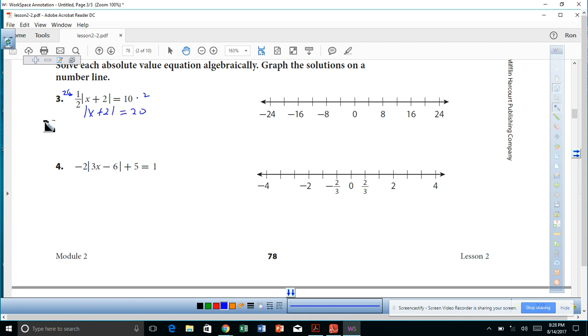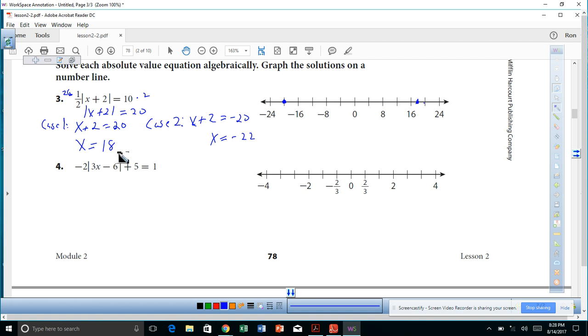All right, so case 1 is going to be x plus 2 equals 20. And then case 2 is going to be x plus 2 equals negative 20. Subtract 2 from both sides, and you get x equals 18. And subtract 2 from both sides, and you get x equals negative 22. So let's find negative 22 and 18. That's 20 right there. Let's put it right here. And there's 20. So there's your solutions.